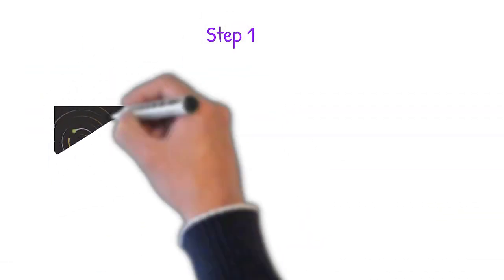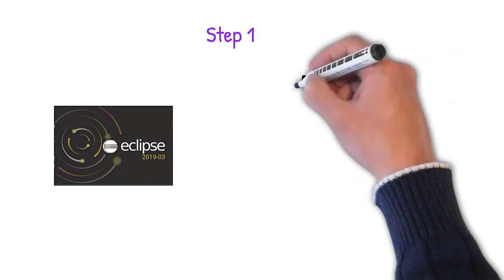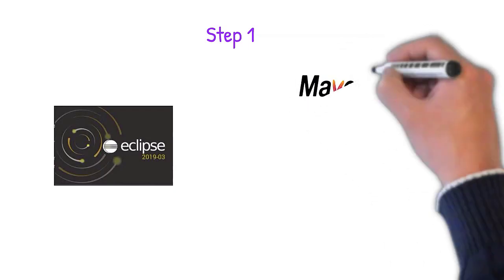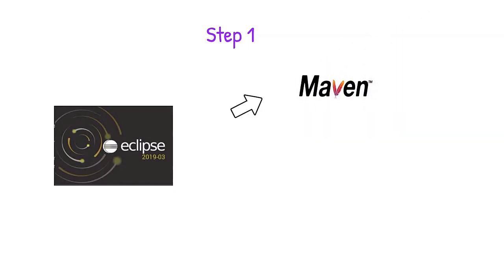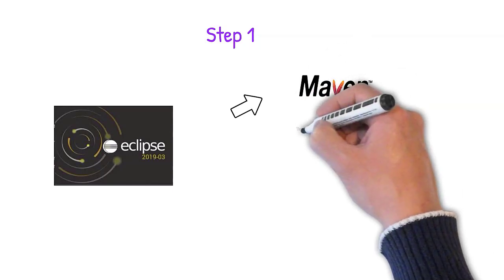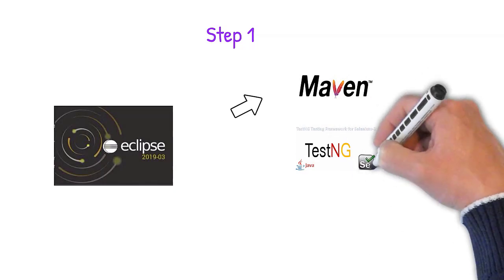Okay, let's take a look at step 1. First, after installing Eclipse, we will create a small Maven web application project. Then we will download the Selenium and TestNG plugins and configure them in Eclipse. And then finally, we will install Git and configure that in Eclipse.